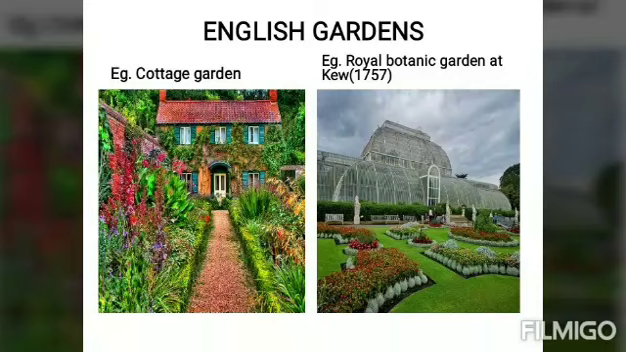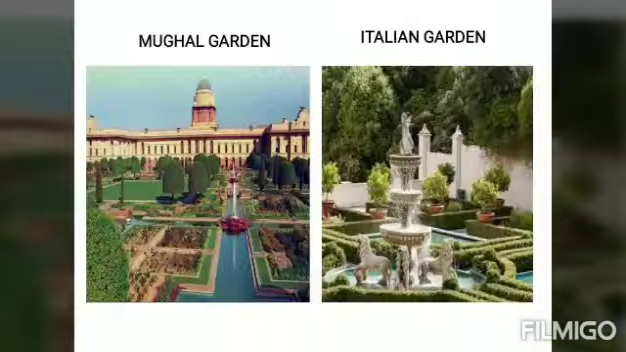So here there is one example of English garden, that is cottage garden. And then another example is the Royal Botanic Garden, which is located at Kew. This was established in the year 1757. So these are some of the examples of English garden.